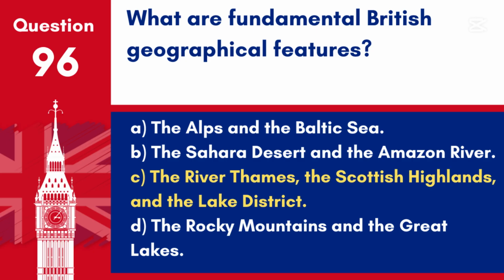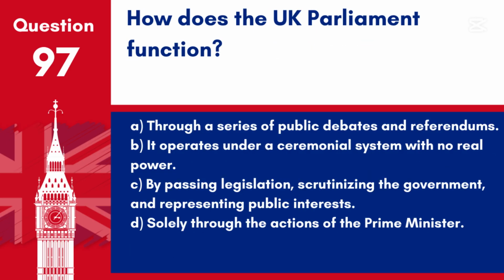Answer. C. The River Thames, the Scottish Highlands and the Lake District. These are notable geographical features of the UK, each characterising different parts of the country and contributing to its natural beauty and diversity.